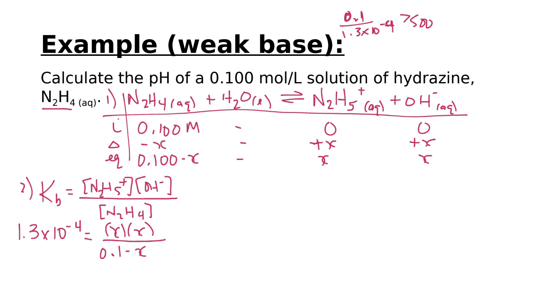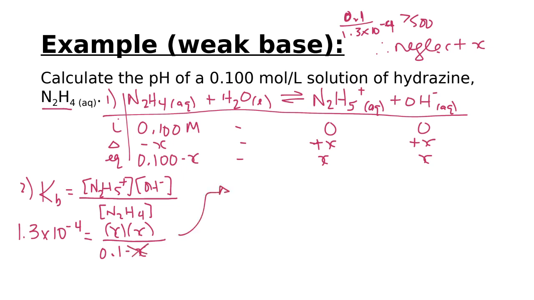So there are times with weak acids and weak bases you might have to do the quadratic equation. Just be forewarned. If it's not greater than 500, you'll have to. But here it is, we'll take it, and we're going to neglect that x term, which will make our math a lot nicer. So we're going to get rid of that.